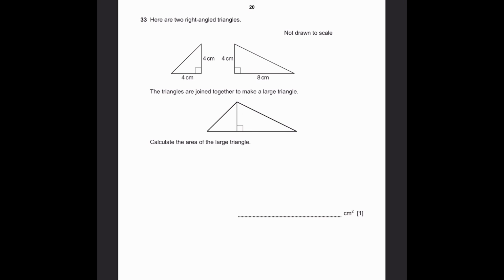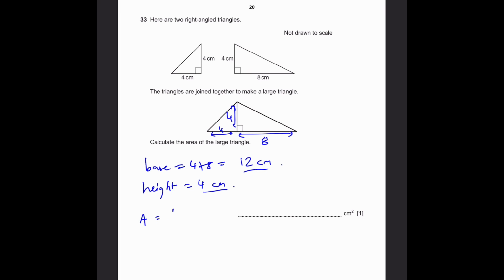We can see that if we join the 2 triangles together, this length here will be 4, this will be 4, this will be 8. So the base of the triangle will be 4 plus 8, 12 centimeters. Now the height of the triangle is just the same, 4 centimeters. Now the area will be half times base times height, half times 12 times 4, which is equal to 24 centimeters squared. That's our answer.